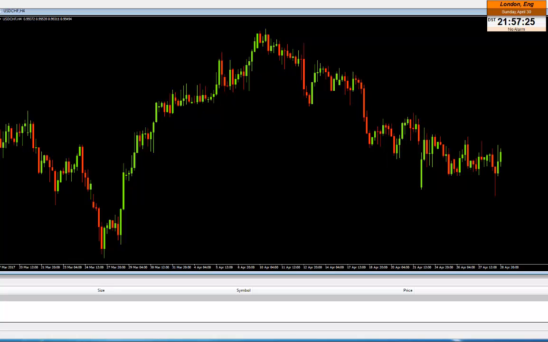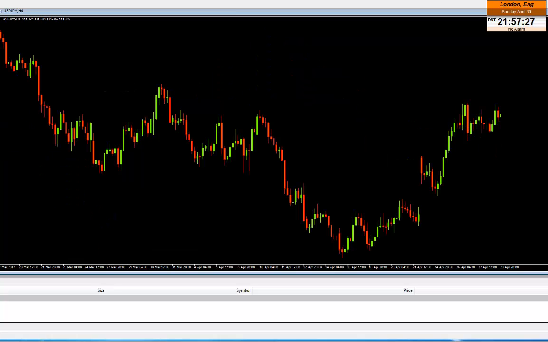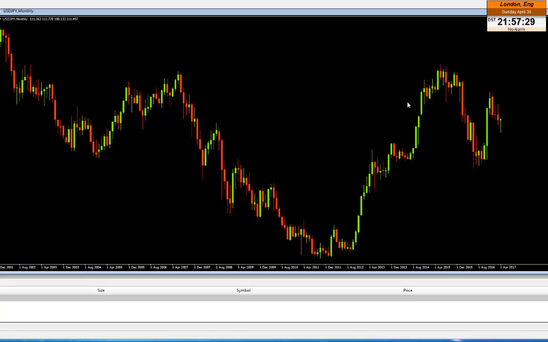Dollar yen is another great looking chart for me on the monthly. Decent moves back to the upside. We broke through this area of previous resistance here. Really nice looking hammer here as well. So this on a monthly chart does suggest that there is some further upside in the dollar yen coming up this month. So again, looking for longs in dollar yen.